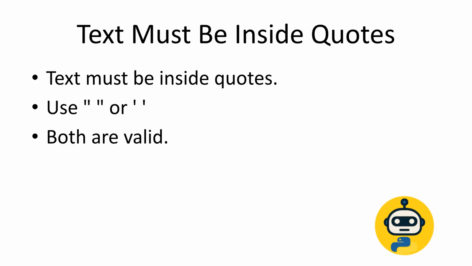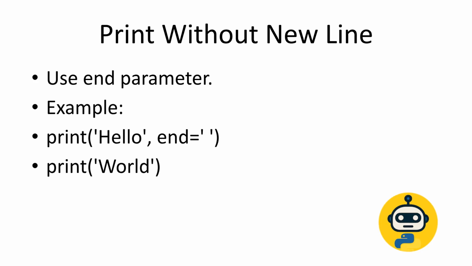Remember, when printing text, it must be enclosed within quotes. You can use either double quotes or single quotes. Both are valid in Python. To avoid a new line after printing, you can use the end parameter. For instance, print hello, end equals, followed by print world, will output hello world on a single line.